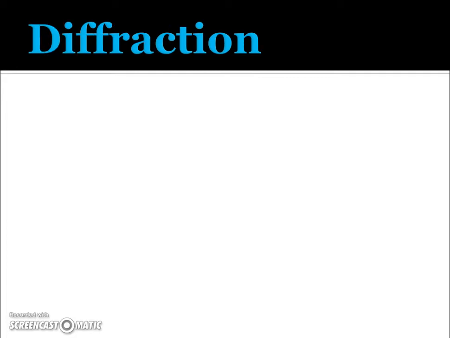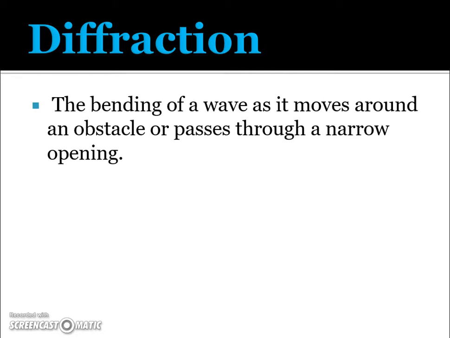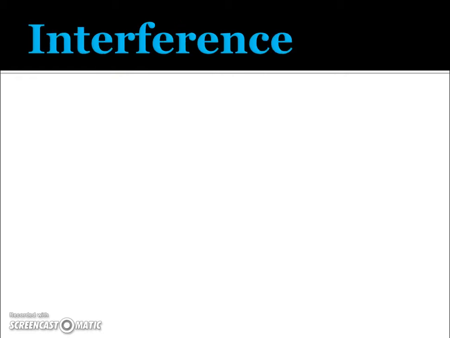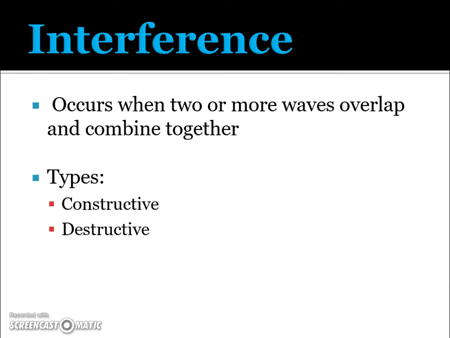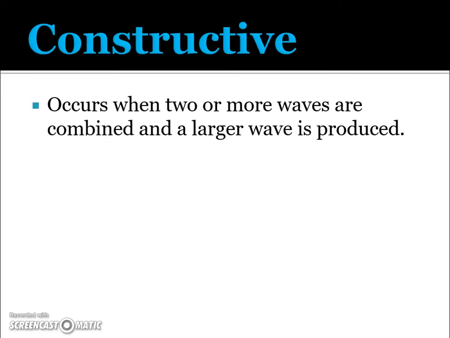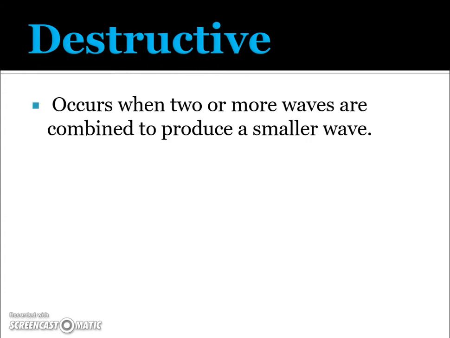We also have what's known as diffraction. It's the bending of a wave as it moves around an obstacle or passes through a very narrow opening. And then we have interference. And there are two types of interference. With interference, you have two or more waves that overlap and combine. Well, you can have constructive, which means they construct or build each other up to be a bigger wave, or you can have destructive, which is destroying each other to where there's little to no wave left at all. So again, constructive, you have a larger wave that's produced, and destructive, you have a smaller wave that's produced.